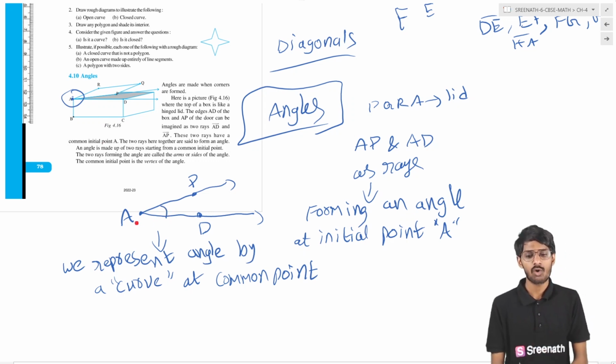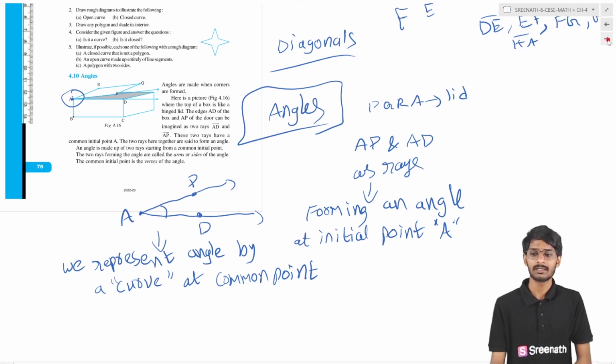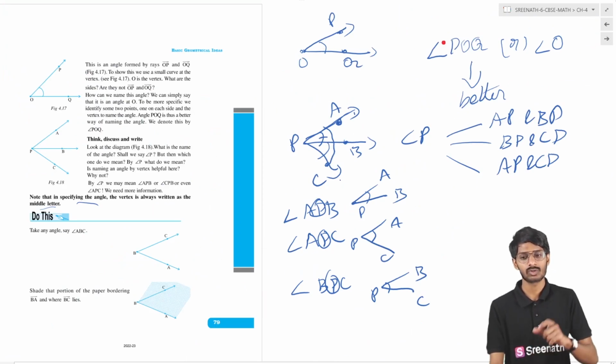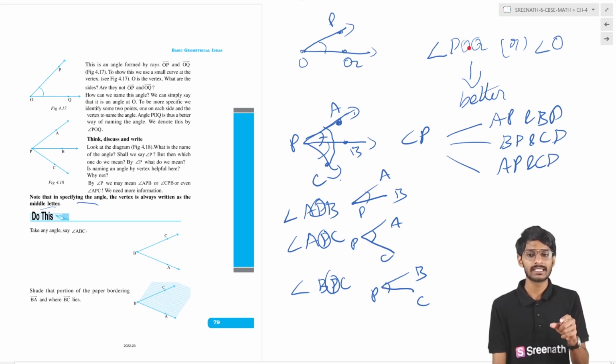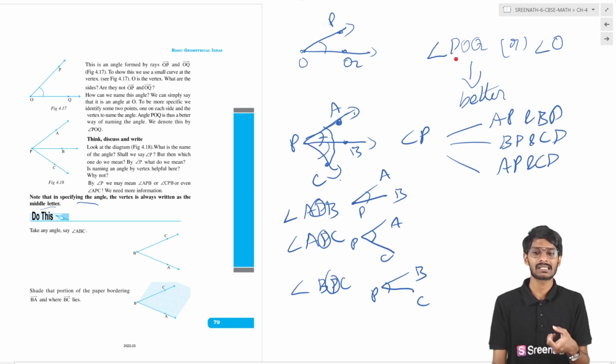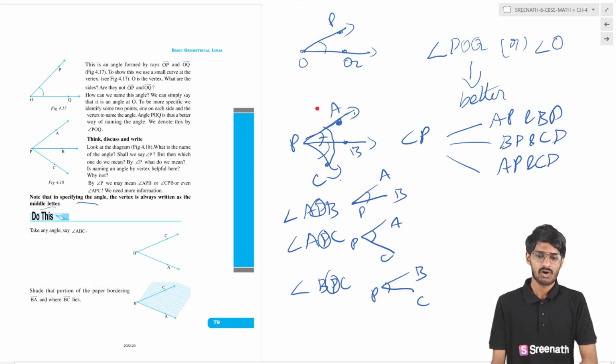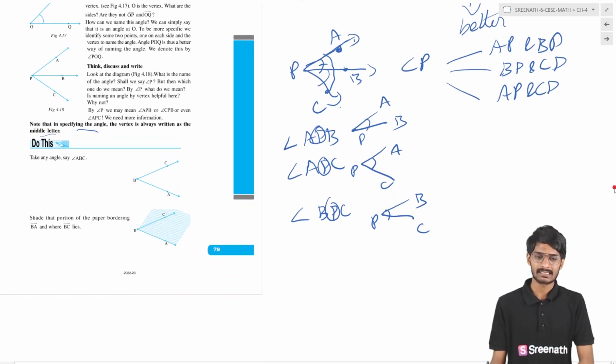Okay, students, and how we represent an angle is basically by angle POQ. If you want to represent the angle at O, then you have to write angle POQ. So the middle letter represents the angle, or simply angle O, but this is the better representation. If there are many angles at one common point, there will be confusion. Okay, students, that is about angles.